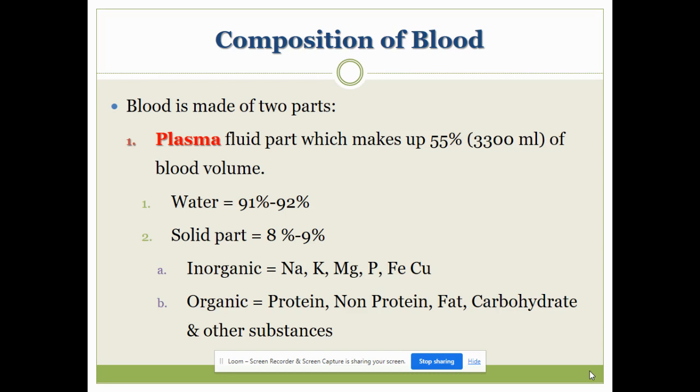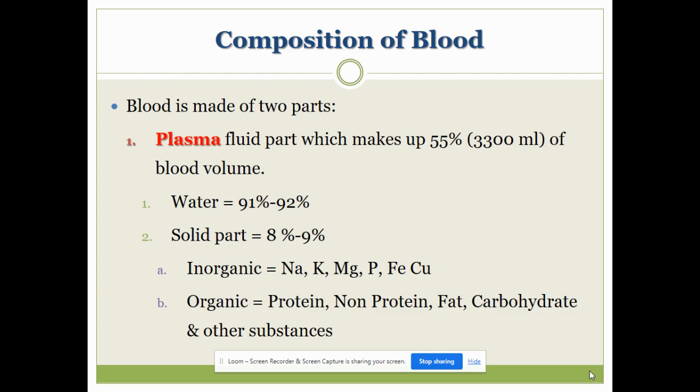Composition: blood is made of two parts. First is the plasma. Now, what is the composition of the plasma? Plasma is a fluid part which makes up 55% of the blood volume. And then plasma contains 90 to 92% water and 8 to 9% solid part. And in the solid part, it is further classified into inorganic and organic substances.